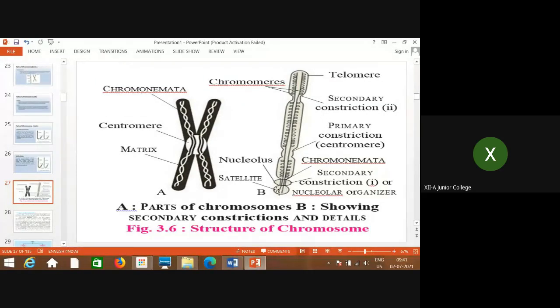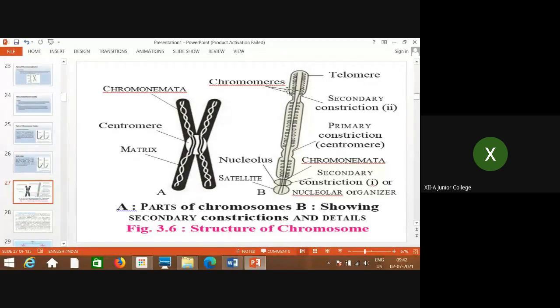Because of secondary constriction, the smaller body at the end of the chromosome that you can see is called the satellite body. And because of the presence of the secondary constriction, it is also called the nucleolar organizer, because this takes part in the reorganization of nucleoli. That's why this secondary constriction is also called nucleolar organizer. Okay, and here is the location of the nucleolus. As I told you, the presence of secondary constriction is responsible for knowing the presence of nucleoli or nucleolus.